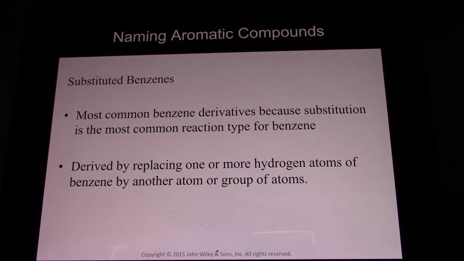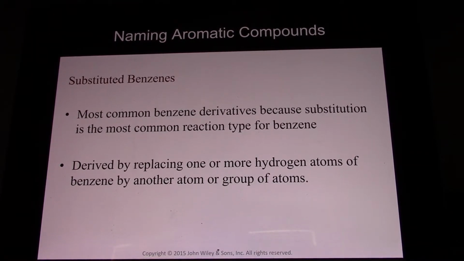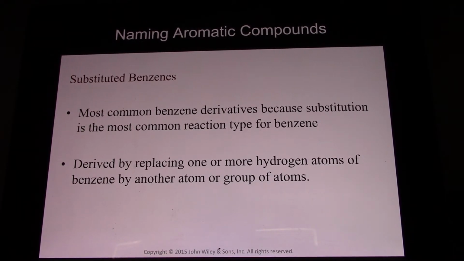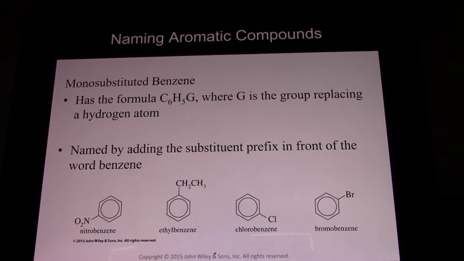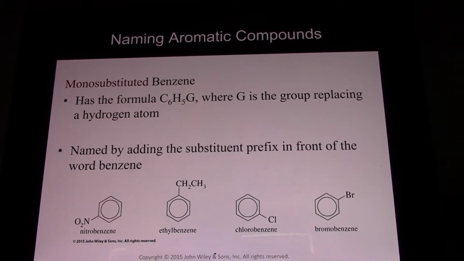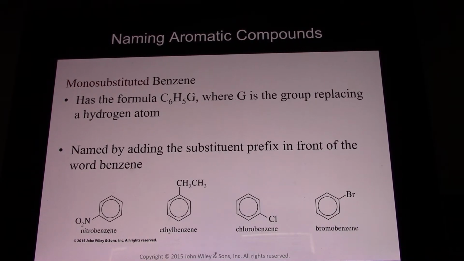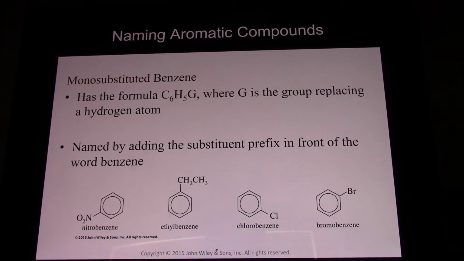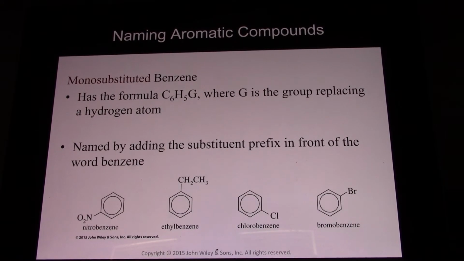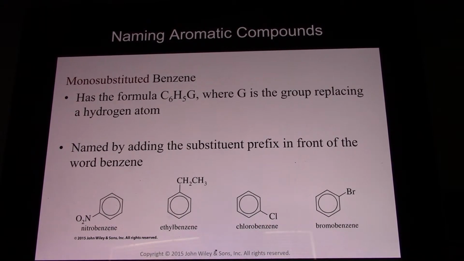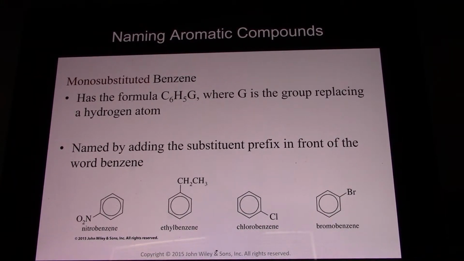Substituted benzenes. The most common benzene derivatives are substituted benzenes, because it's a very common type of reaction. In a monosubstituted benzene, one thing is replacing a hydrogen. Here we have nitrobenzene, ethylbenzene, chlorobenzene, bromobenzene. Methylbenzene is called toluene, and that is something you might see at Menards or Lowe's hardware stores because it's a useful solvent. You don't want to use benzene because with the way benzene oxidizes in the liver, it forms carcinogenic compounds, whereas toluene does not.